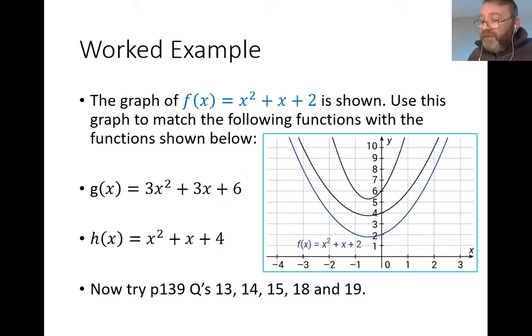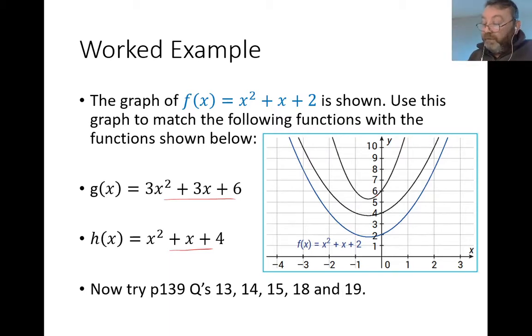The graph of f of x equals x squared plus x plus 2 is shown. Now there's the graph, okay? So this is the original one here, the bottom one, the one in blue. Use this graph to match the following functions with the functions that are shown below. So you've got g of x and h of x. Now there's 2 functions above the blue one. We're not too sure yet which is the g of x and which is the h of x. So I want to see, is there enough information in here to tell me which one of these functions is g of x and which one is h of x?